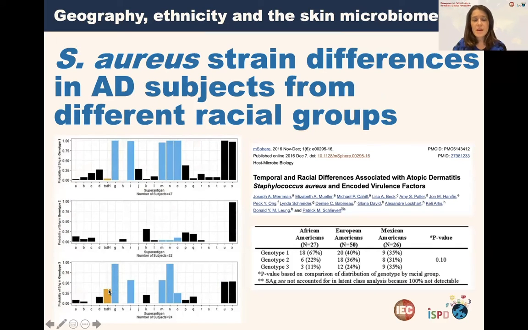This study compared differences in Staph aureus strains in AD subjects from different racial groups from the United States, and showed that there were different Staph aureus strains across these different groups, and these different strains had different profiles of superantigen genes, which have been shown to be important in atopic dermatitis.